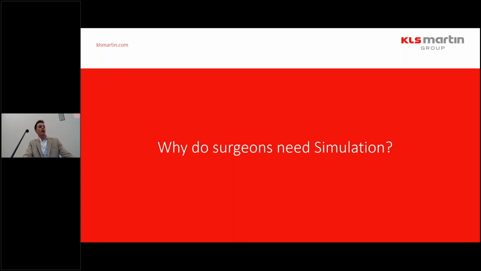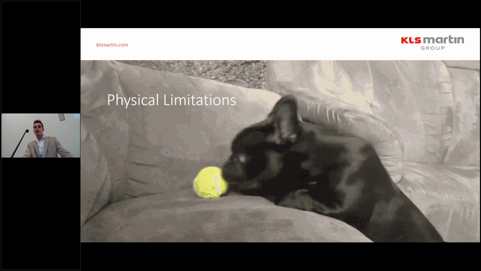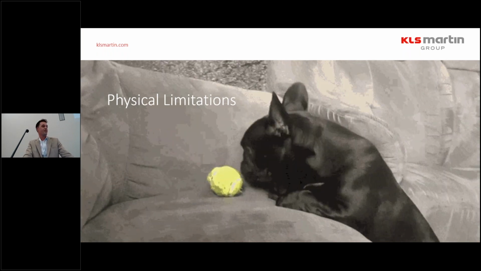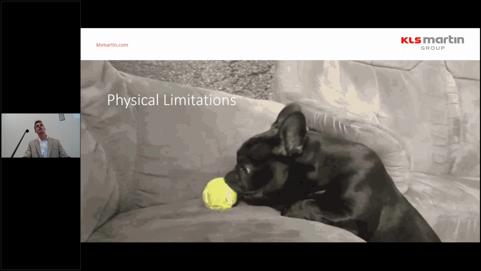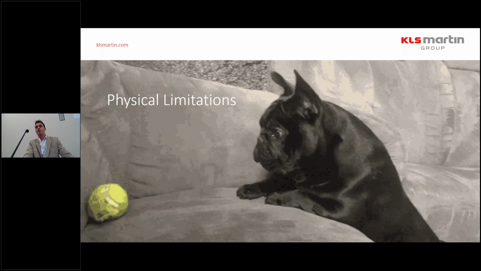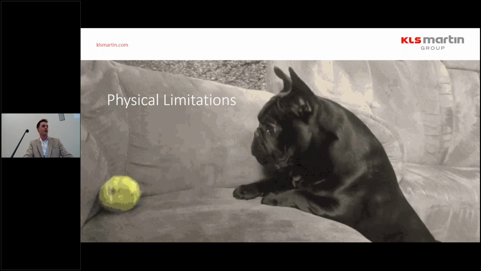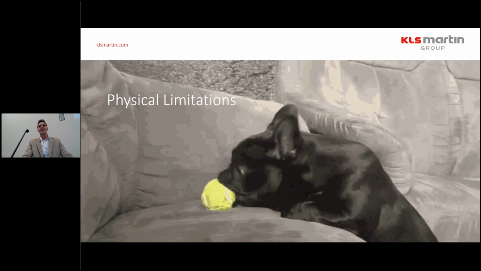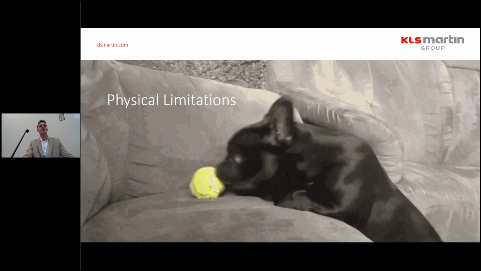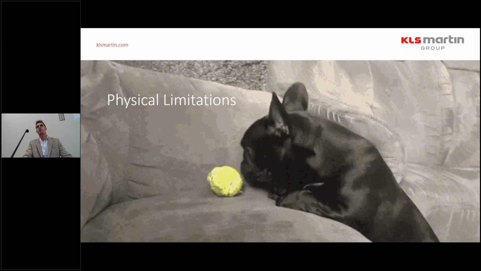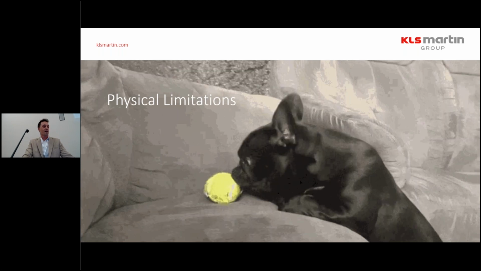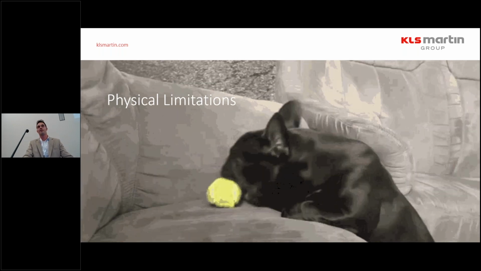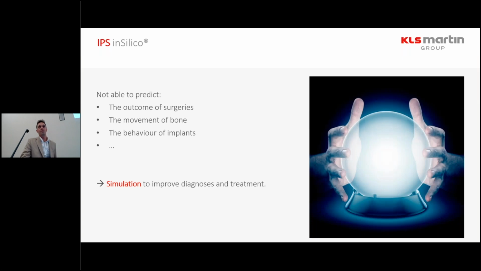Now the second question, why do our customers need simulation? Because of physical limitations. This little friend here has problems reaching the ball he wants to play with. If you think of an example for surgeons, although the majority of surgeons are pretty good, and they are even better if they use KLS Martin products, they still sometimes face problems with physical limitations. For example, using an intraoral approach to try to reach the condyle, sometimes as a surgeon you feel like that little dog here. Therefore, we want to help them reach that ball with simulation.